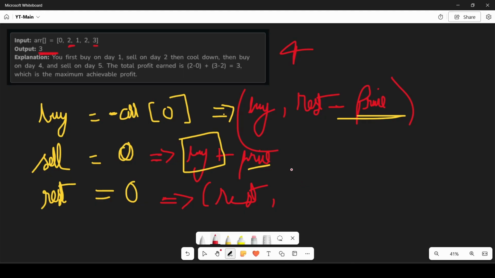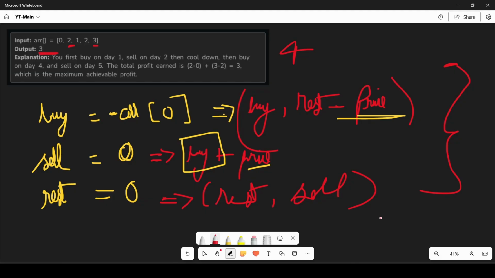The rule says that only after you sell, only after 1 day can you buy. But in this case, we can assume this also to be true. So you can either rest, or you can keep the value as the previous selling amount you have. Now these are the only possible combinations. So at the end, you just return the max of them, right?